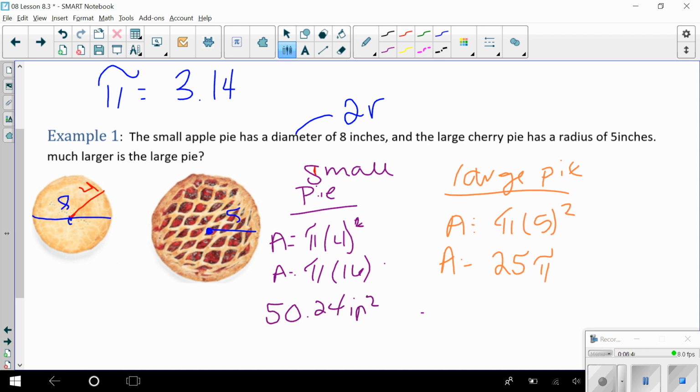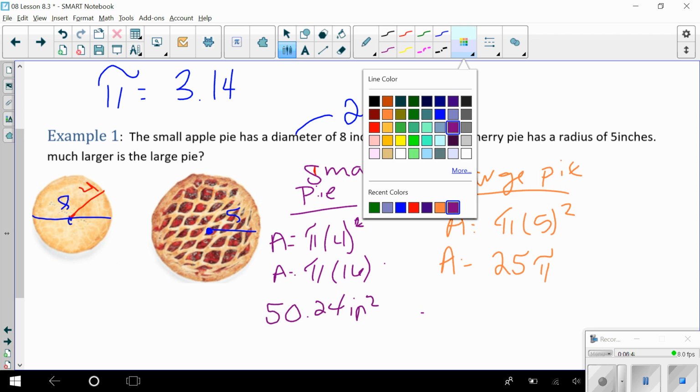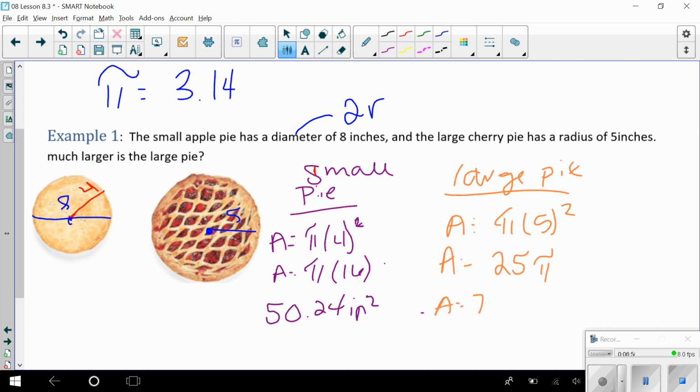Of apple pie. And if we look at the cherry pie, 25 times 3.14 is 78.5 inches squared of cherry pie. Now the question is, how much larger? So we know it's larger, but the question is how much larger? So we're going to take the difference of the two.